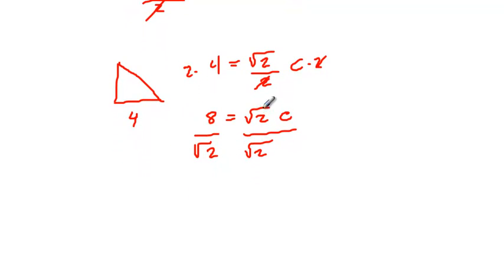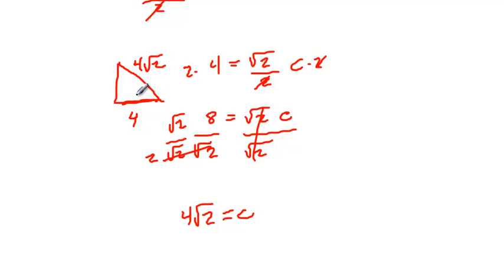And now what? Well, these cancel out. Rationalize again. So here, radical 2 times radical 2 is 2. 8 over 2 is 4. And then it's 4 times radical 2, and that's equal to C. And this is usually the approach they give, which is if they give you a leg of 4, the hypotenuse is 4 radical 2 automatically. That's usually the approach you'll get.